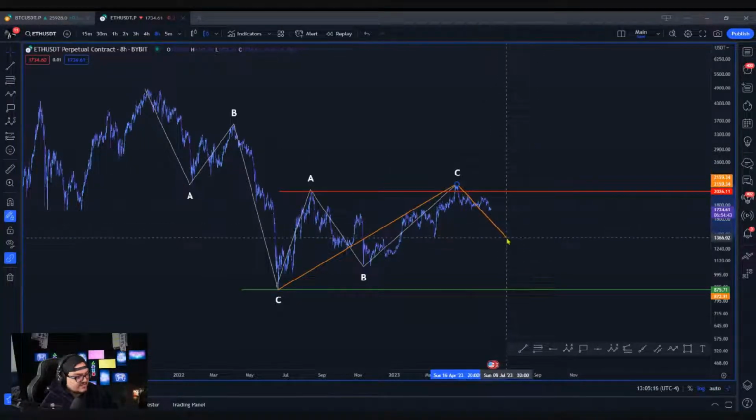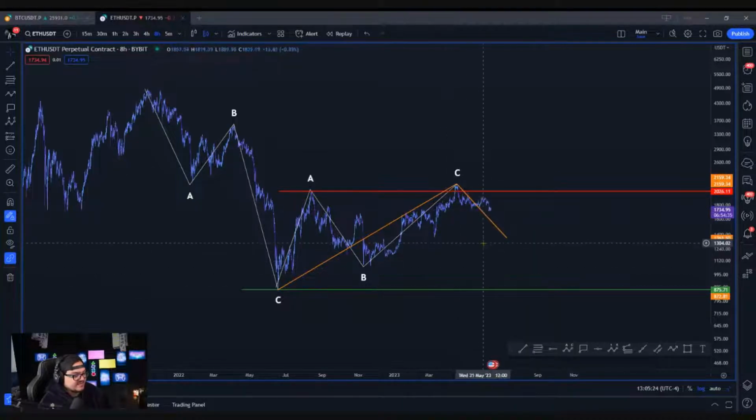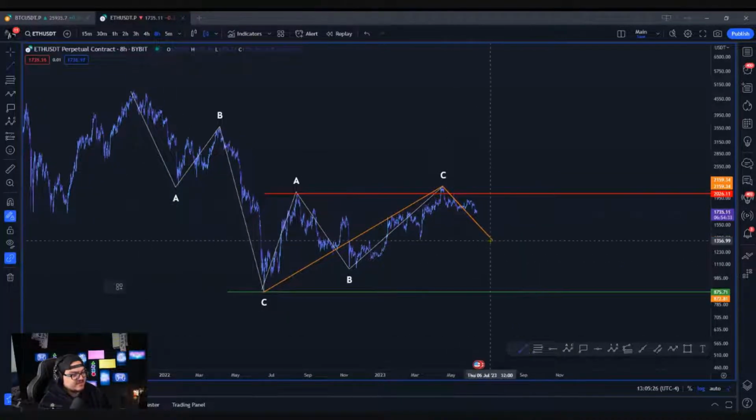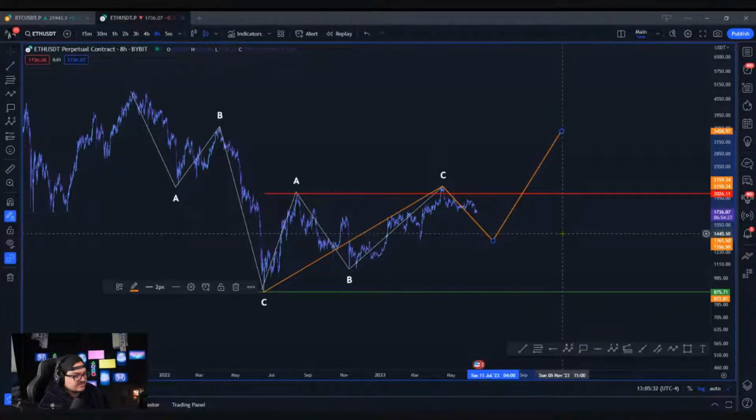Maybe we need to continue lower, possibly test 1361, maybe a little bit lower if we need to. But overall, I'm looking for a larger pullback. And then at some point, wherever we reverse, go ahead and put in a good setup, and hopefully we can catch that bounce to new highs. That's the middle of the road scenario that I have.